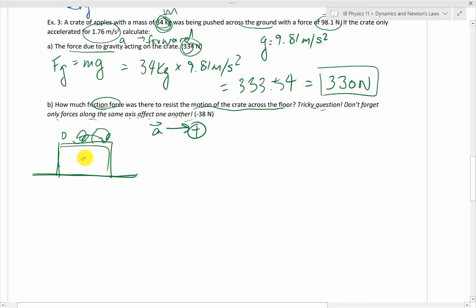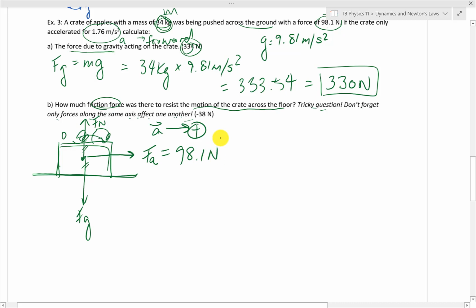The crate of apples, starting with a dot in the middle, will have some weight, Fg, which we know already. Because it's on the floor, the floor must exert some sort of force against the box so it doesn't fall through it, which we will just label as the normal force. We talk about this one later. And assuming this box is not accelerating in the upwards direction, we're going to say that these two lengths are pretty much equal, okay? Now, we also have a force pushing this box forward, and it's what we call the applied force.